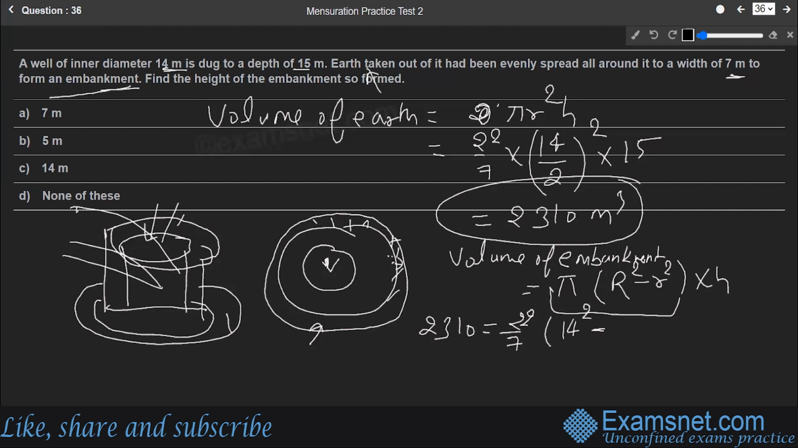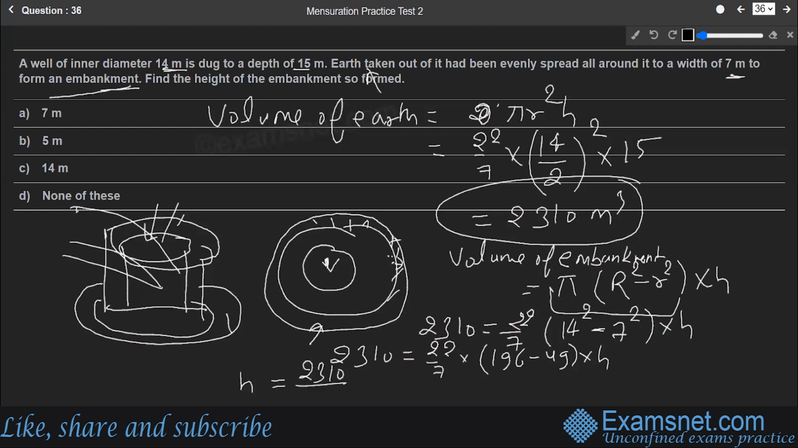14 square minus inner radius is just 7 square into height. If we calculate this further, 2310 is equal to 22 by 7 into 14 square is 196 minus 49 into h. So in this way, we can go for h. The h value comes out as 2310 divided by 462, which is nothing but 5 meters. So this is the height of the embankment around the well. H value is 5 meter is the right answer.